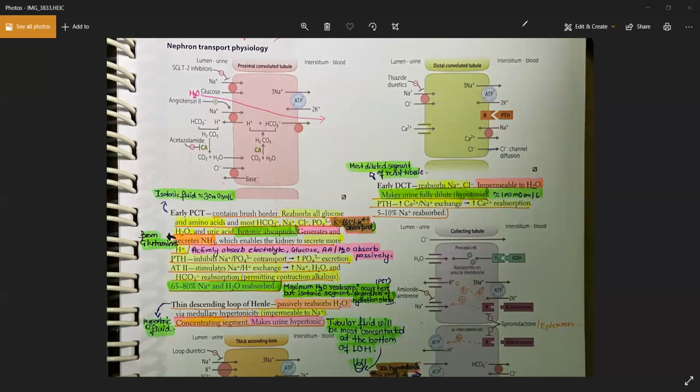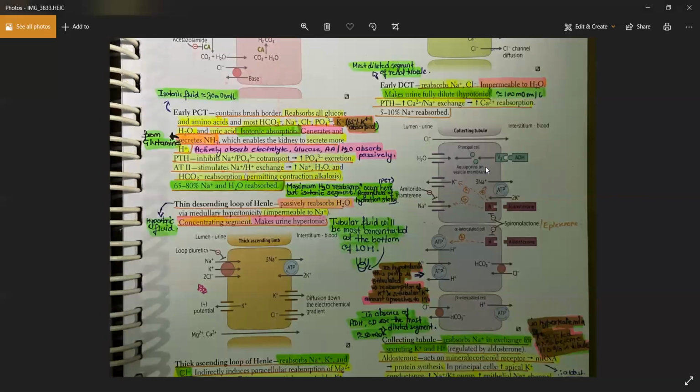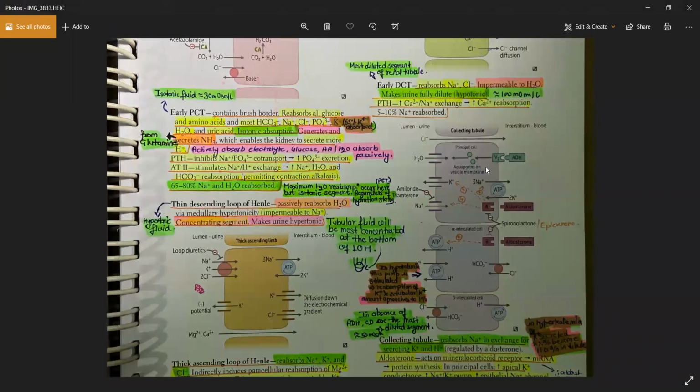So that was about the DCT. Now comes the collecting tubules or the collecting ducts. It has, actually, three types of cells. One are the principal cells. Second are the alpha intercalated cells. And third are the beta intercalated cells.